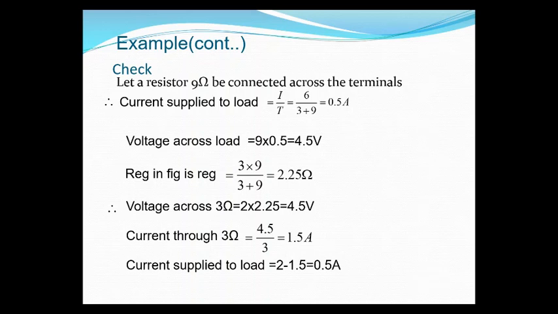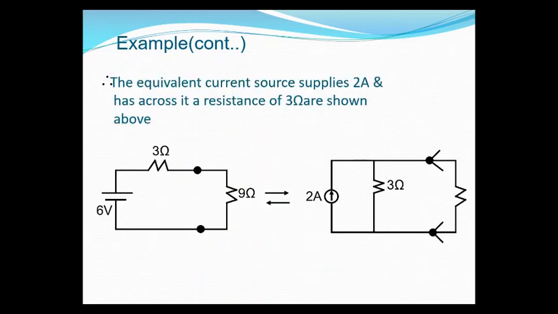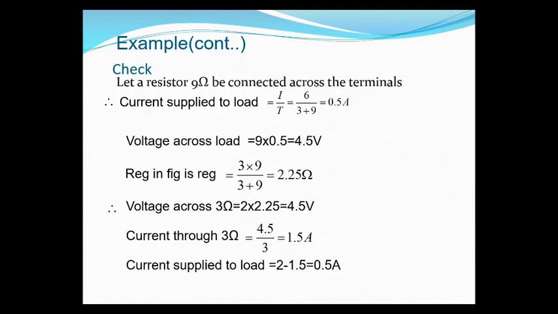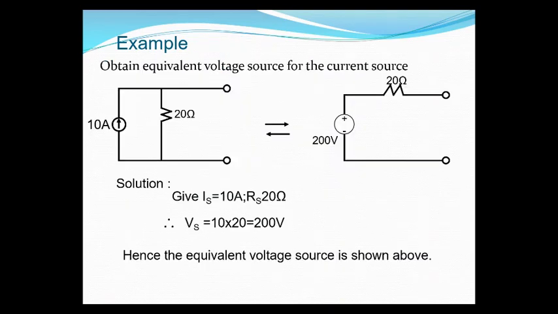See, in the first figure, there is a voltage source. From that also the current flowing through the 9 ohm resistor is 0.5. And in the second figure, with a current source, the same 0.5 amps is the current flowing through the same 9 ohm resistor, that is the load resistor. So now we are going to take another example.